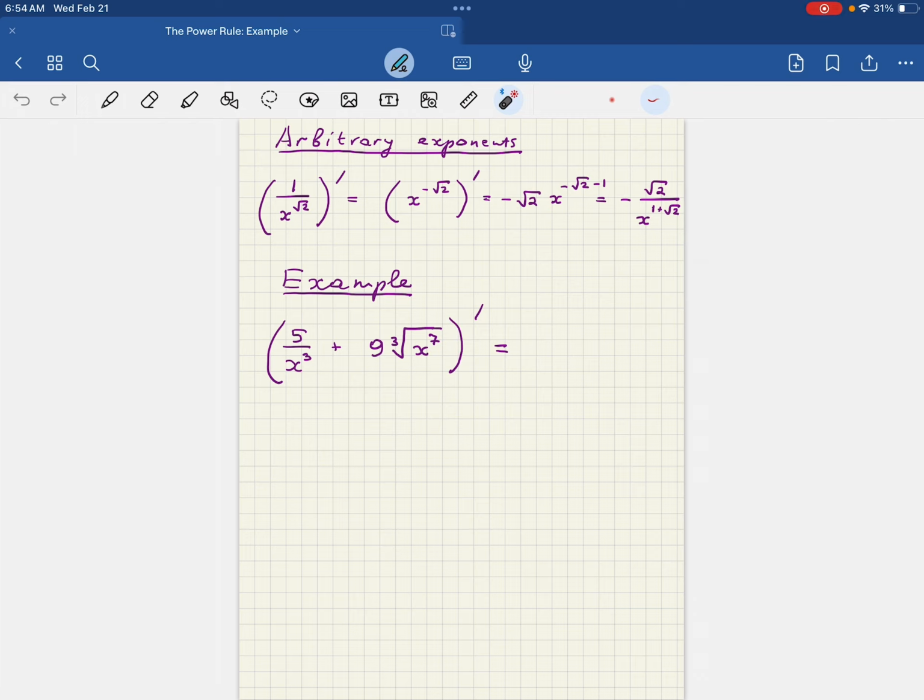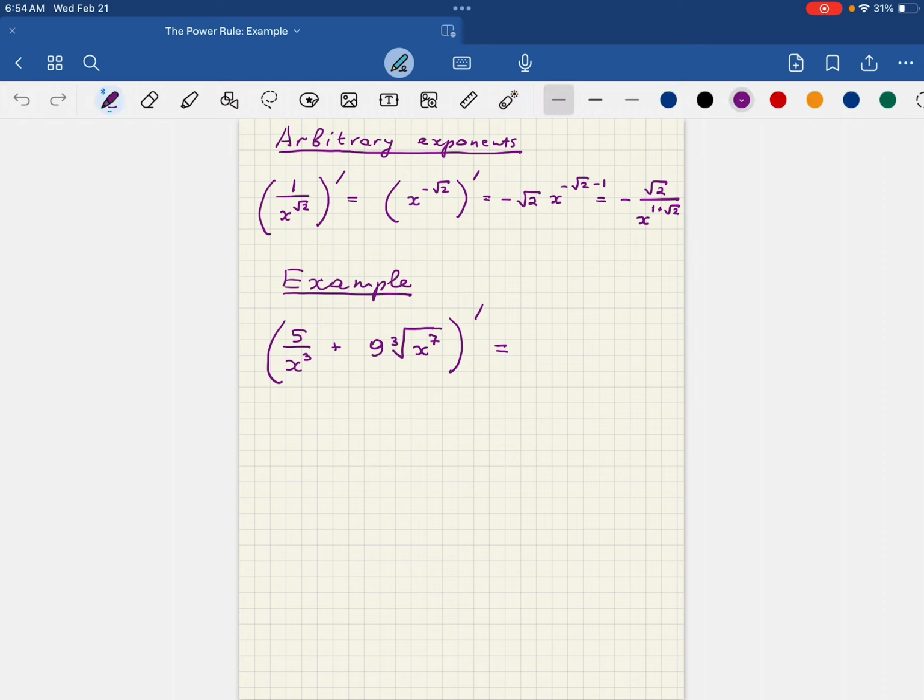Rewriting this fraction as x to the power negative square root of 2, we can again apply the power rule to find that the derivative equals negative square root of 2 times x to the power negative square root of 2 minus 1. And then we can rewrite that as a fraction.